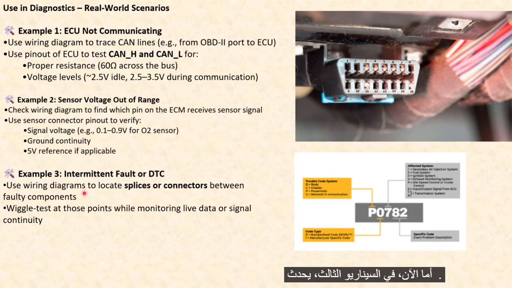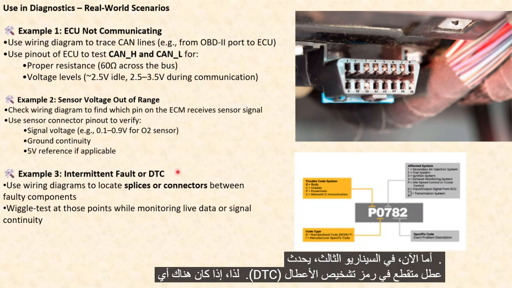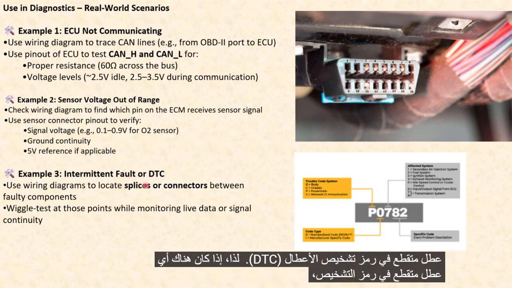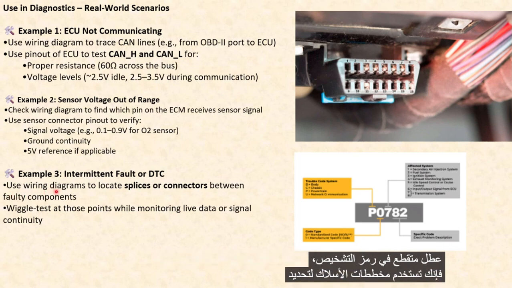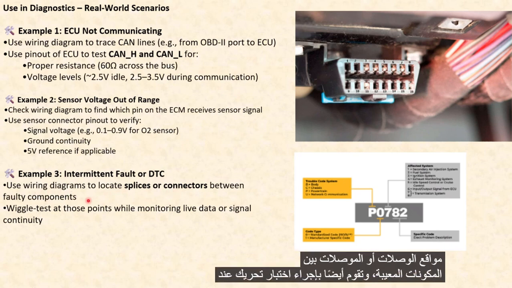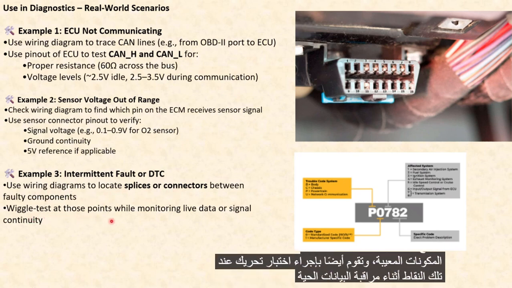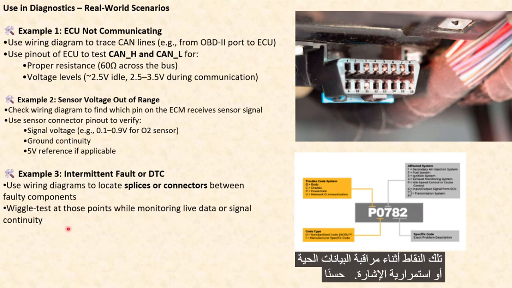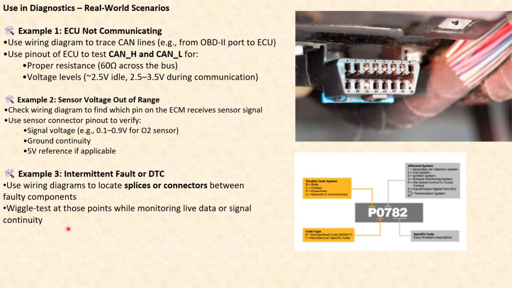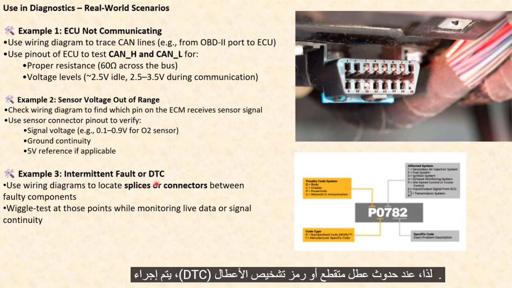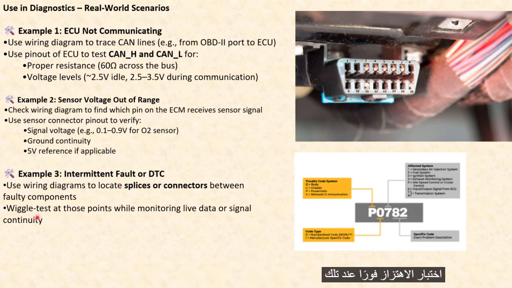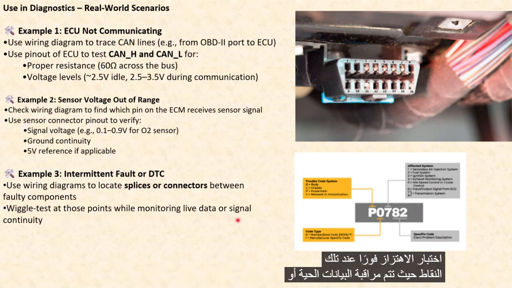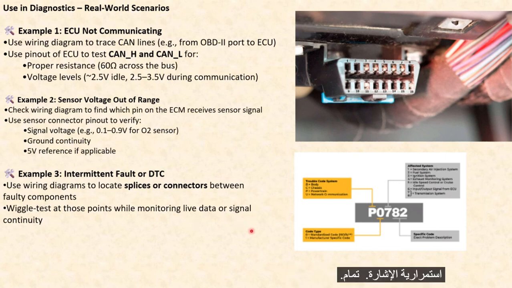Okay, now the third scenario, intermittent fault for DTC. If there is an intermittent fault for a DTC, you use the wiring diagrams to locate splices or connectors between the faulty components, and you also wiggle test at those points while monitoring live data or signal continuity. All right, so whenever there is an intermittent fault, immediately wiggle test at those points while monitoring live data or signal continuity.